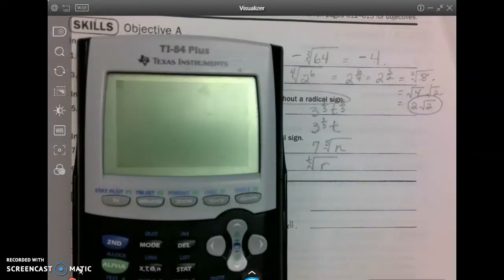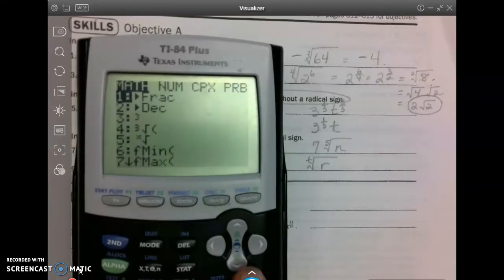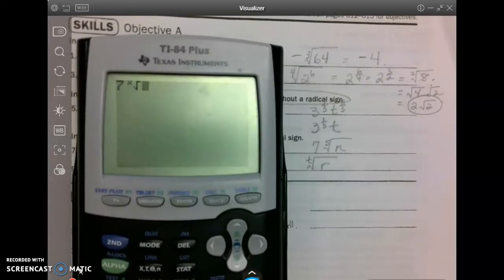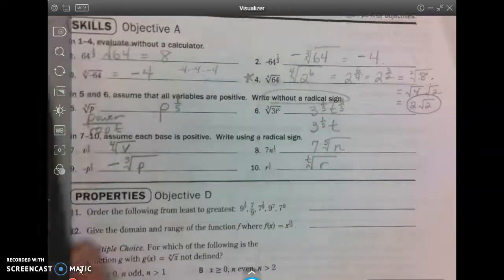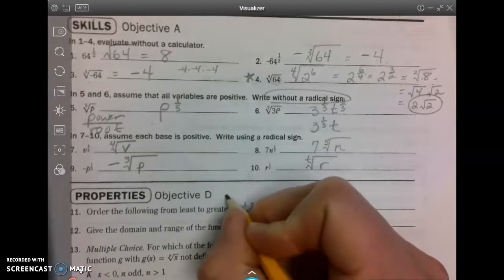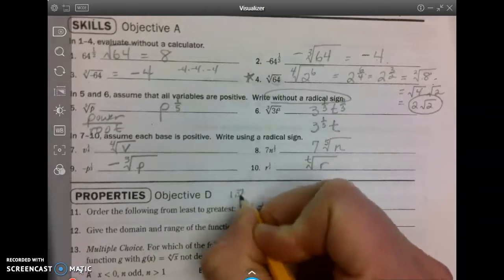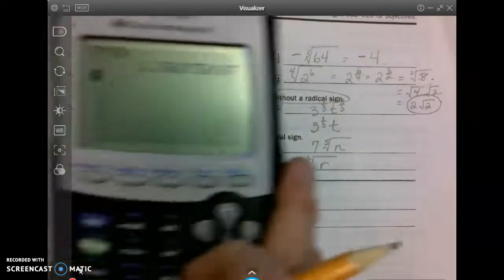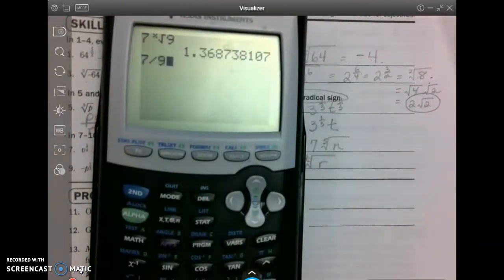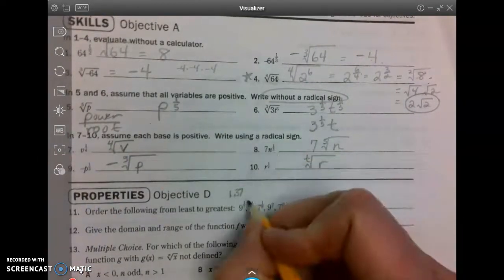Okay, so to take the 7th root of 9, I'm going to hit 7. And then I'm going to hit math and go down to number 5. And that means 7th root of 9. And I get that. So approximately 1.37. So this right here is approximately 1.37. We know that 7/9 is less than 1, so it's like 0.78.